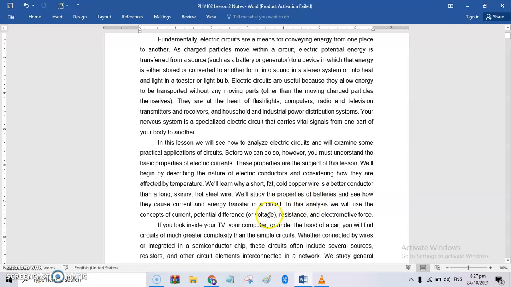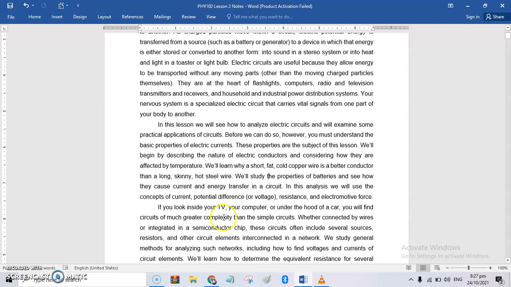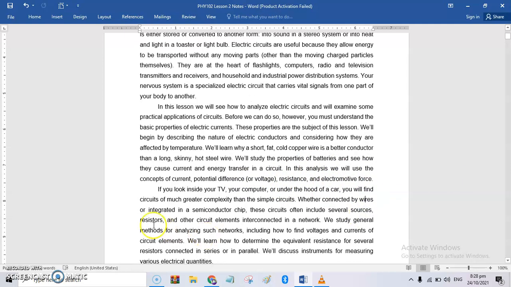In this analysis, we will use the concepts of current, potential difference or voltage, resistance, and electromotive force. So, the focus of this lesson is about the current, the potential difference or the voltage, the resistance, and the electromotive force. Ano ba yun sila?